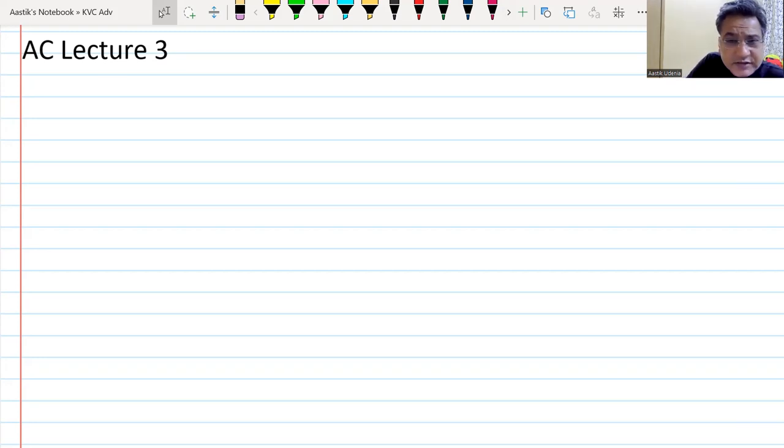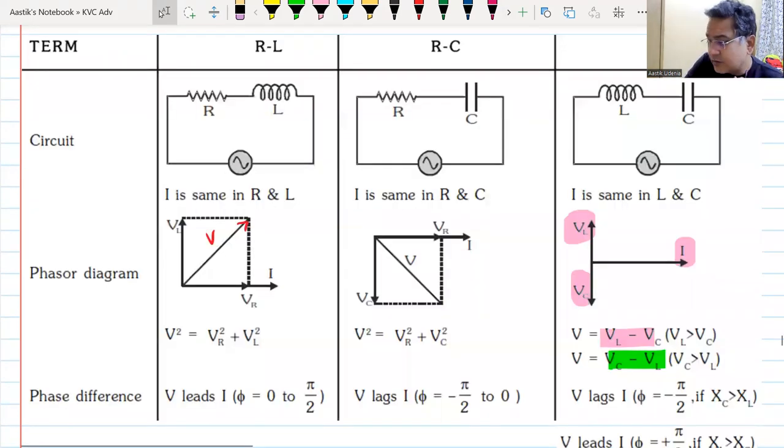This is lecture number 3 in alternating current, and we will try to wind up alternating current in today's lecture. Let us have a quick recap of what we had done in the previous class. We had seen the different types of AC circuits, the combination of LR, RC and LC circuits, and how we can find the current, the RMS current, the peak current, and the impedance in all these cases.